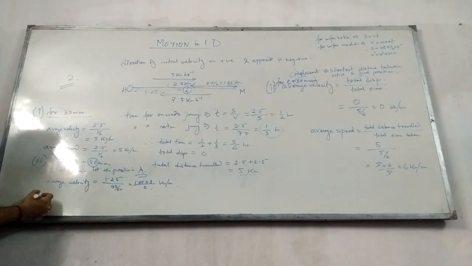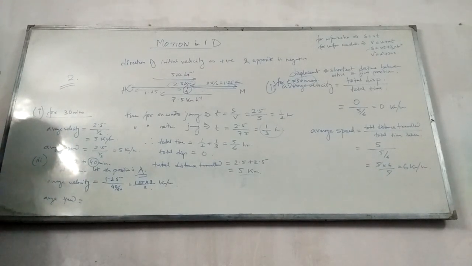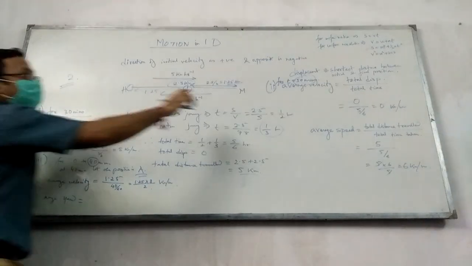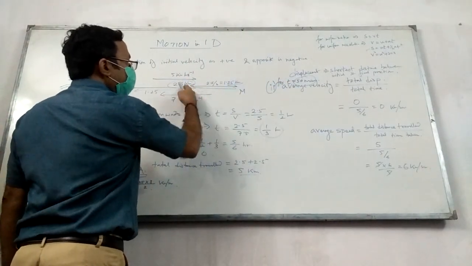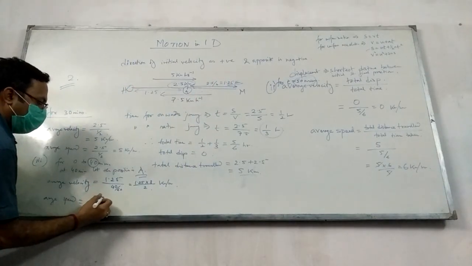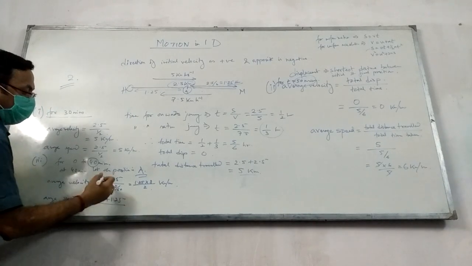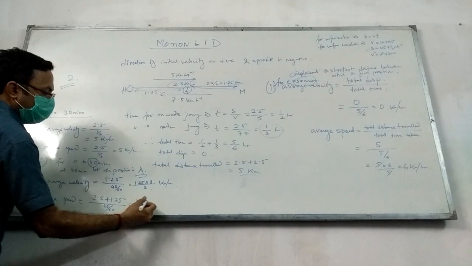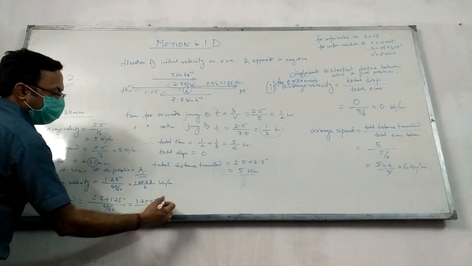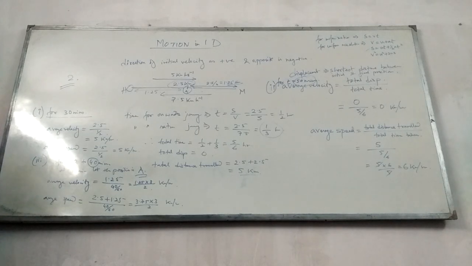And what about the average speed? For average speed, you have to take the total distance traveled. Total distance traveled means it is going 2.5 plus returning 1.25. So 2.5 plus 1.25 divided by total time, that is 40 by 60, into this much. So that's it.